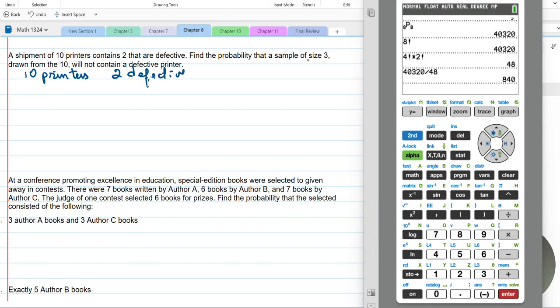Find the probability that a sample size of 3 drawn from the 10 will not contain a defective. Alrighty then. So if we have 2, then they're not going to be defective. We want 3. So what do we want? So we want good, good, good in any form we need. Good, good, good.